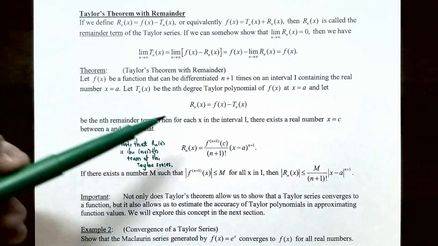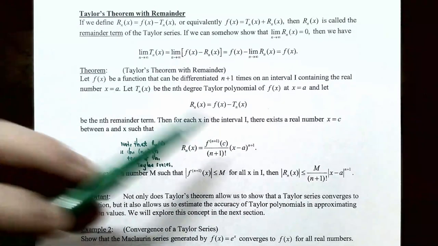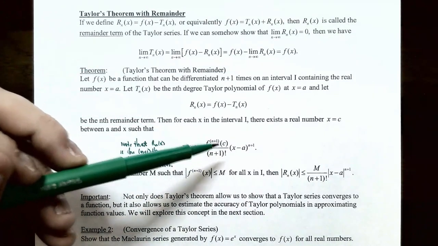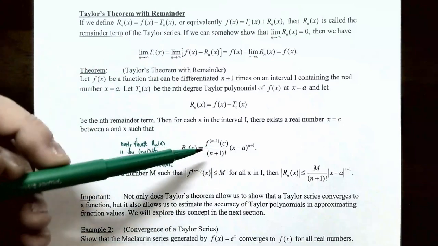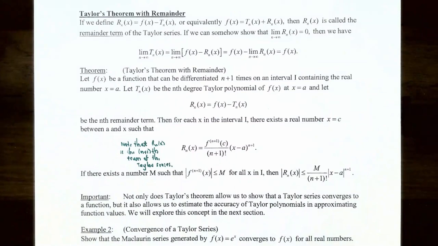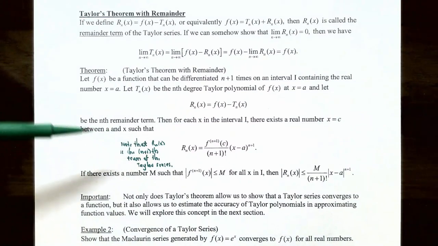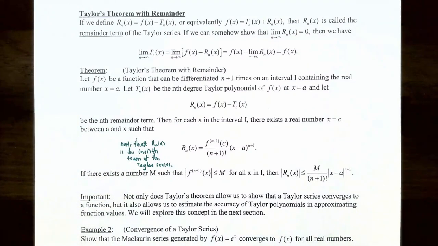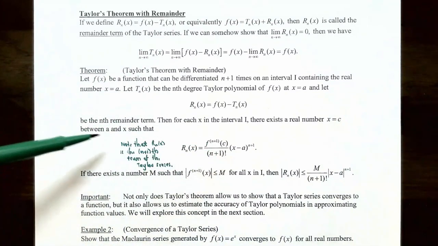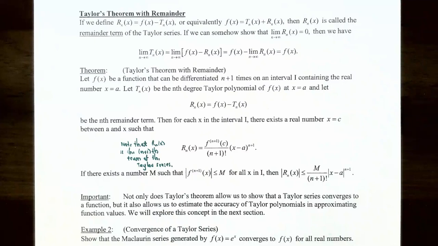Then for each x that's in the interval I, there exists a real number, x equals c, somewhere between a and x, such that the nth remainder term is equal to the n plus first derivative of f, evaluated at c, where c is between a and x, divided by n plus 1 factorial, times x minus a to the n plus 1 power. So notice that the R sub n of x is actually the n plus first term of your Taylor series. But instead of evaluated at x equals a, it'll be evaluated at x equals c, where c is somewhere between a and x on the interval.